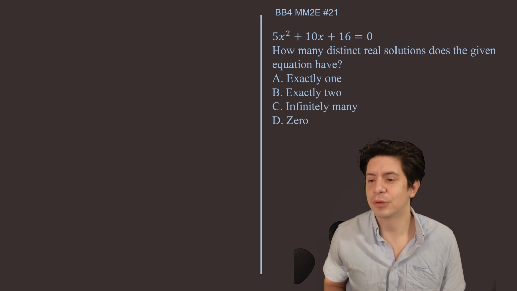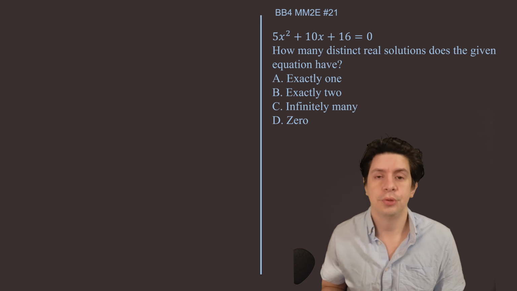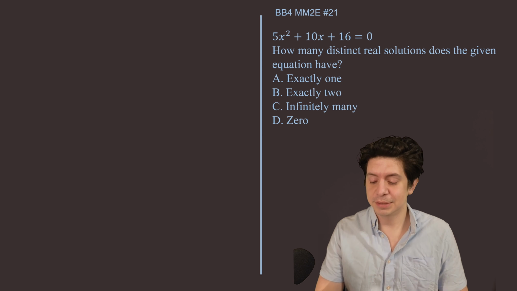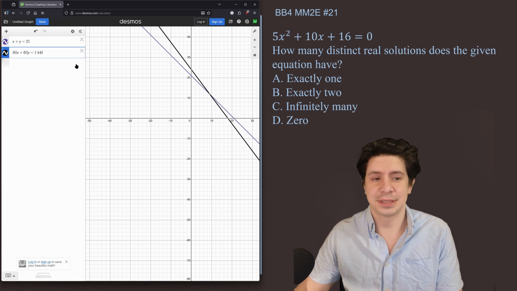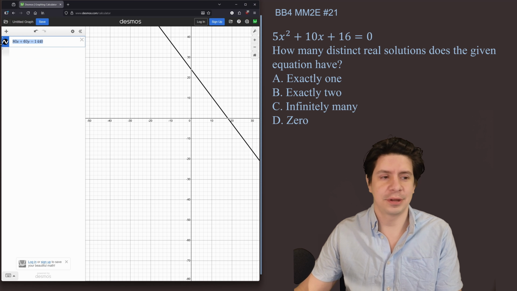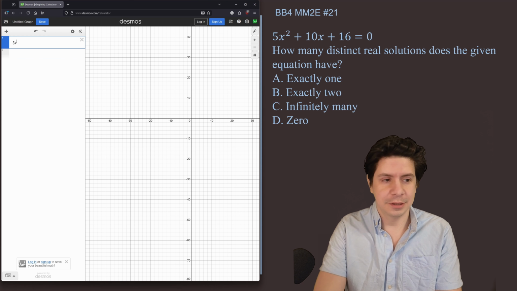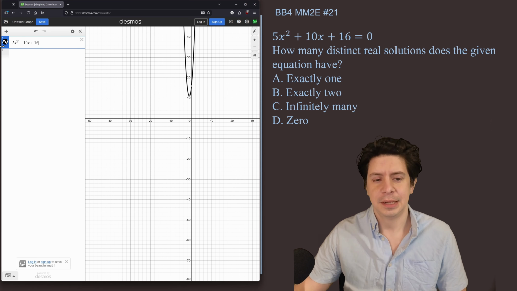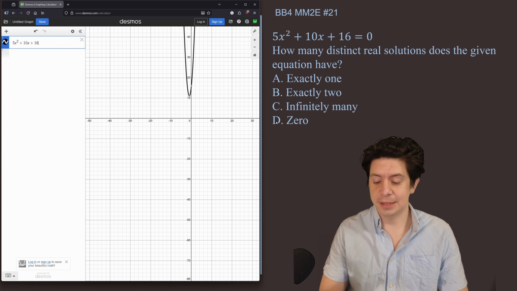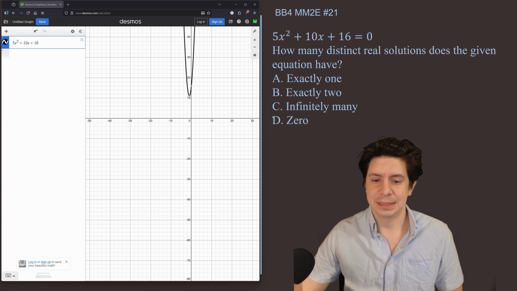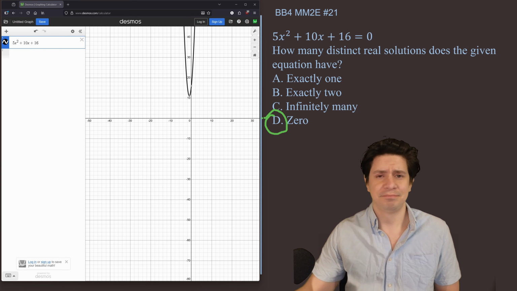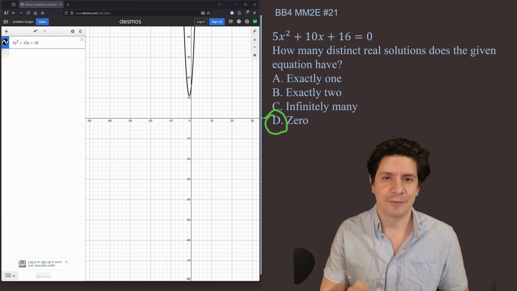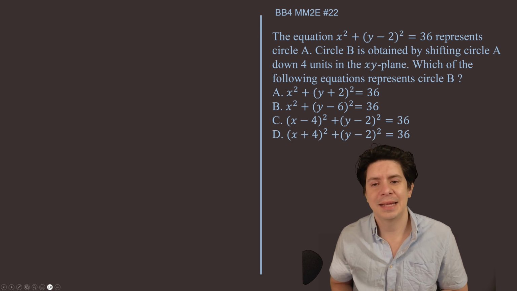How many distinct real solutions does the equation have? You can use the discriminant, negative b plus or minus the square root of b squared minus 4ac, and see what happens with this. But what I'm going to do is just use Desmos again and see how many times it crosses, because there's nothing funky here. So I'll just do plus 10x plus 16. I see that it crosses nowhere, so the answer is going to be D. Okay? Lovely question. Desmos, again, is a huge help here. Get comfortable with Desmos. All right, our last one.